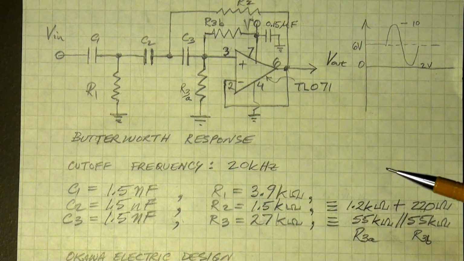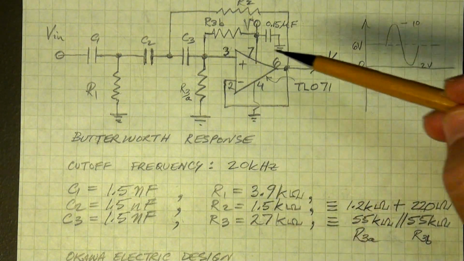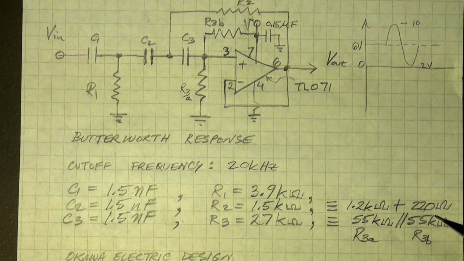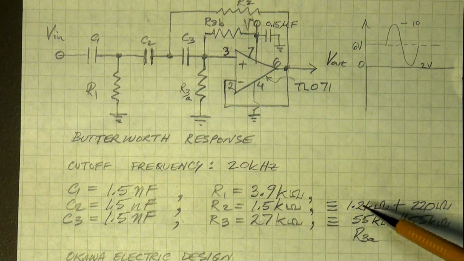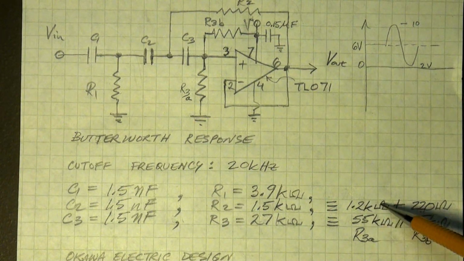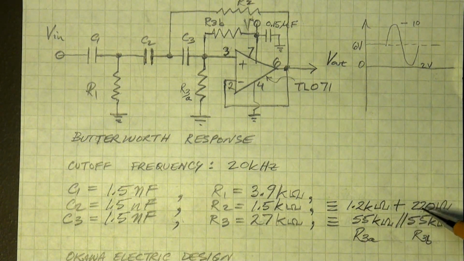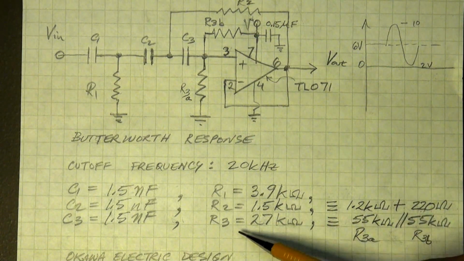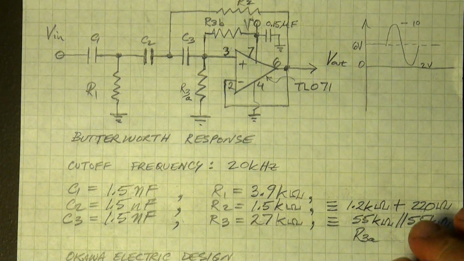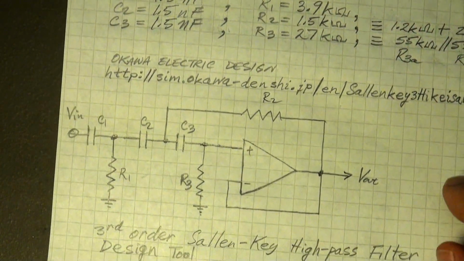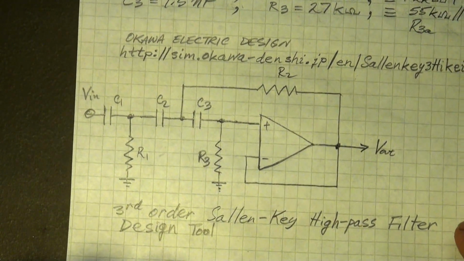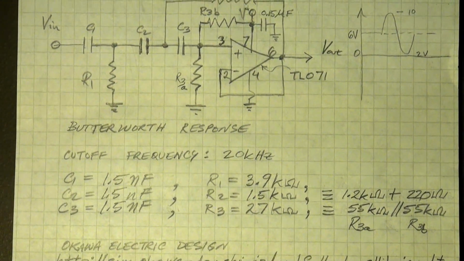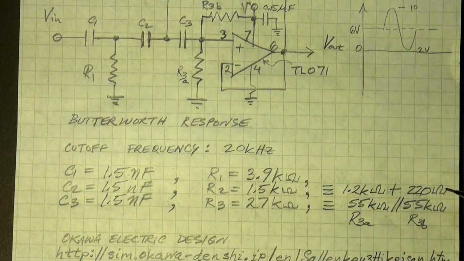So 1.5 nanofarads for all the capacitors, R1 3.9 k ohms, R2 1.5 k ohms, which in my case I've sort of daisy chained 2 resistors of 1.2 k ohms and 220 ohms, because I ran out of 1.5 k ohms. And R3 corresponds to this diagram, I've created out of paralleling 2 55 k ohm resistors.